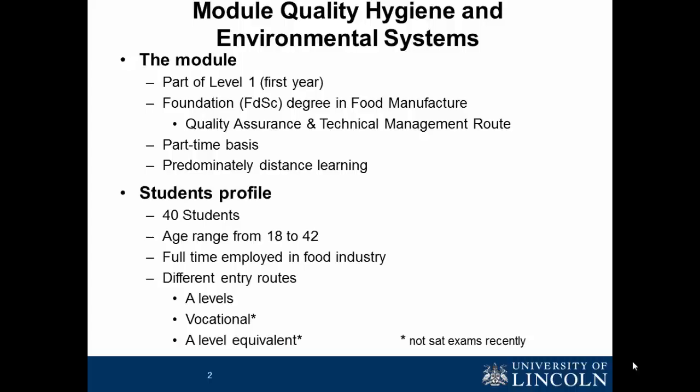Our students range in ages from 18 to 42 years old. Currently we have a cohort of 40 students that are full-time employed in the food industry. These students have come to us through different entry routes. They can have had their A-levels, they can have entered through vocational or A-level equivalent routes, and in these two cases it might happen that they haven't sat exams recently, so the habits of study are long in the past.